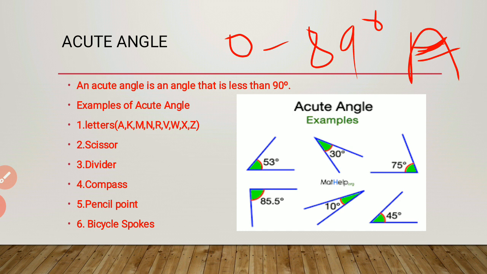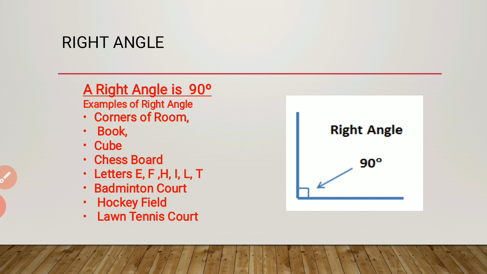I think you learned about acute angle. Now next, right angle. A right angle is 90 degrees. That means an angle whose measure is exactly 90 degrees, not more than 90 degrees, not less than 90 degrees. It is exactly 90 degrees, and that is called a right angle.